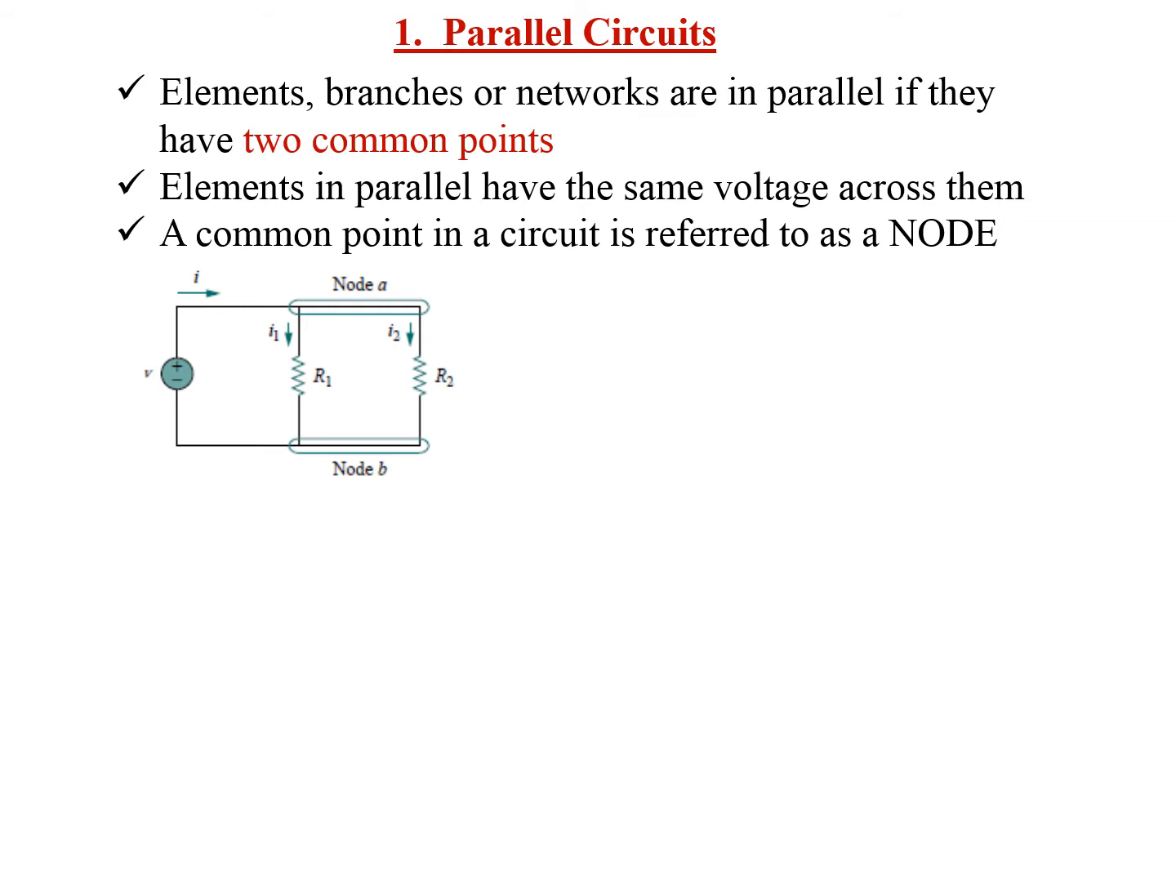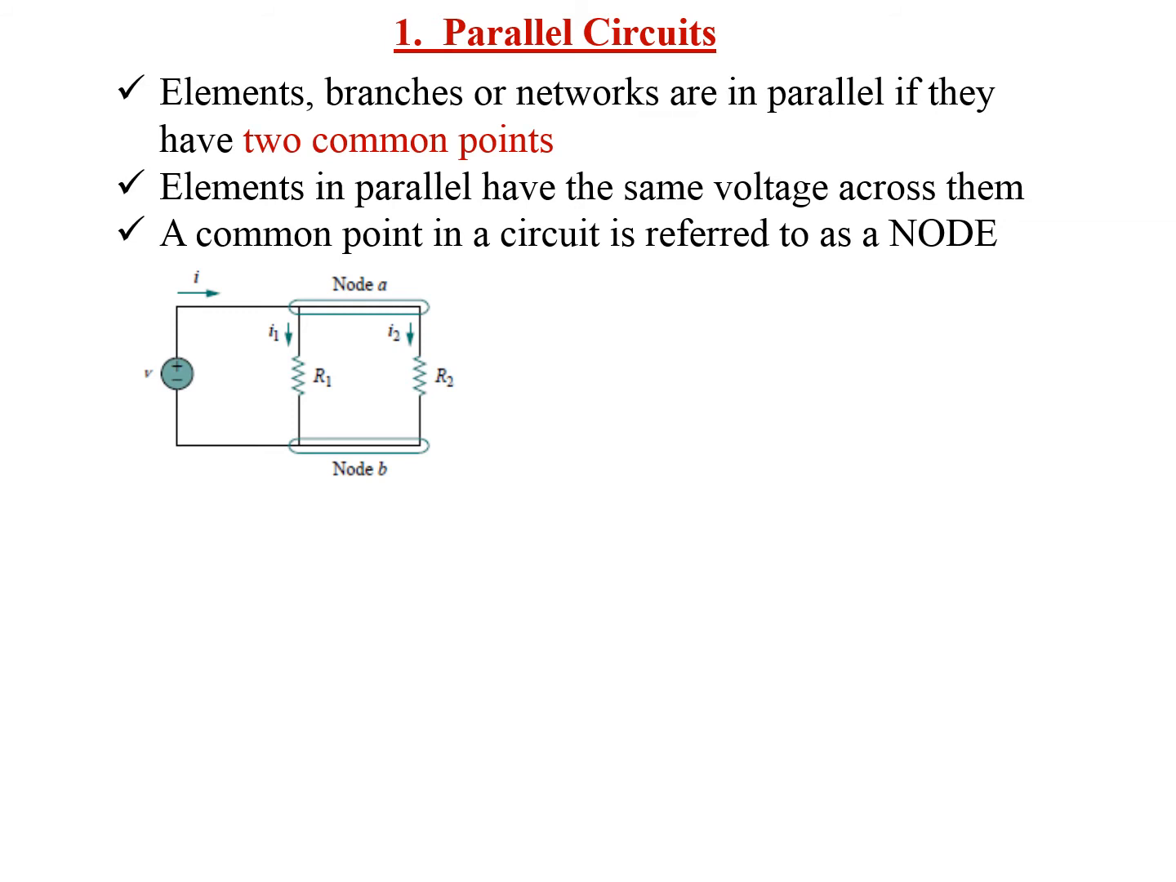Because R1 and R2 and the voltage source share node A and node B, it means they are in parallel. Remember, as long as there is no component in between and the points are connected using a simple connecting wire, then that is the same point in the circuit. It makes a node, right?